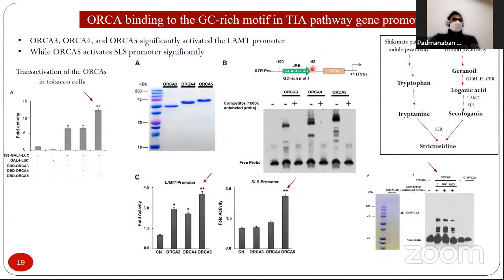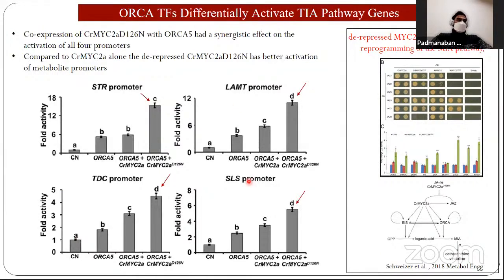Then when they looked at the GC-rich motif, where the necessary binding of ORCA3 takes place in the JRE motif, they found ORCA3 itself cannot bind, and it binds together with ORCA5 as well. Later they found that ORCA3 and ORCA5 work together: once ORCA3 is activated, it activates ORCA5, and then together they bind to the STR promoter and the catharanthine promoter to enhance the production of secondary metabolites. So this is how it is promoted.